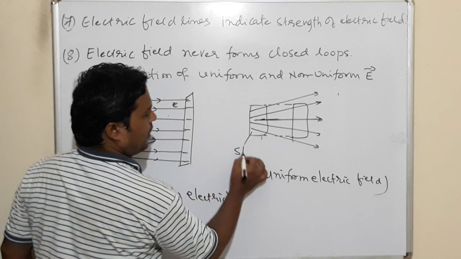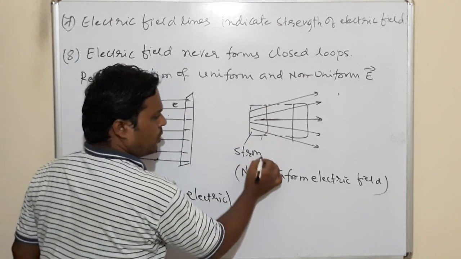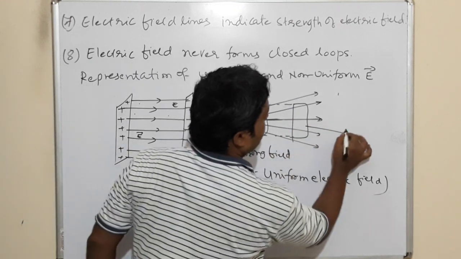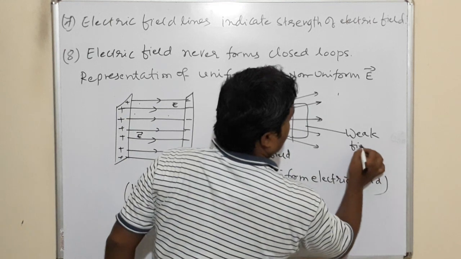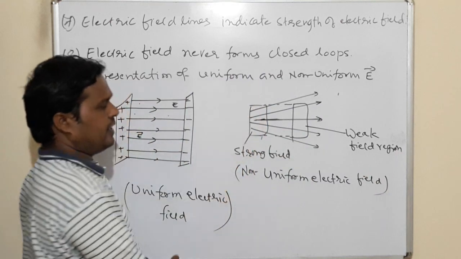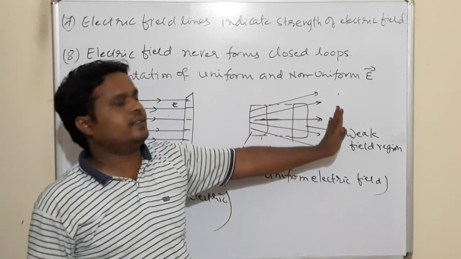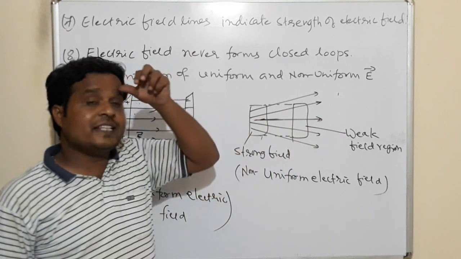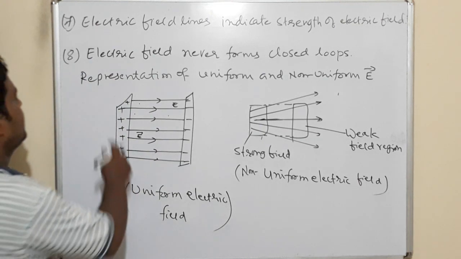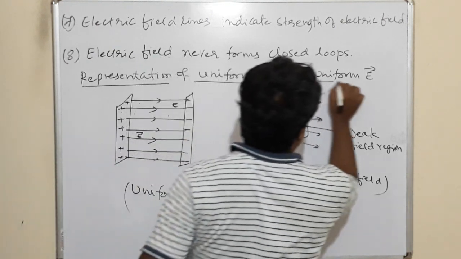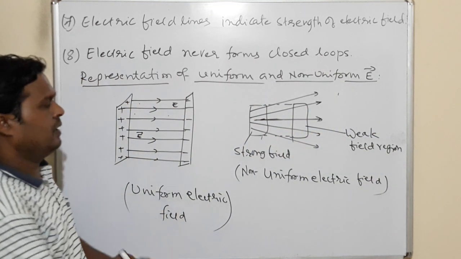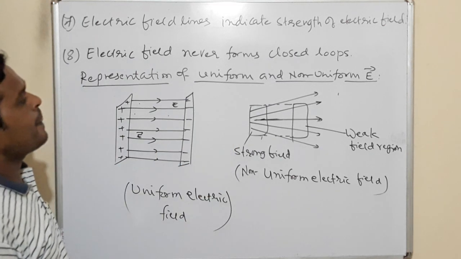So where the crowd of electric field lines is more, this is the strong field region, and this is the weak field region. That means the intensity will change. The electric field intensity is more here, and less here. That means this field is not uniform, it is a non-uniform electric field. This is how you represent uniform and non-uniform electric field using electric field lines. Remember, this will be helpful to us in the next class.